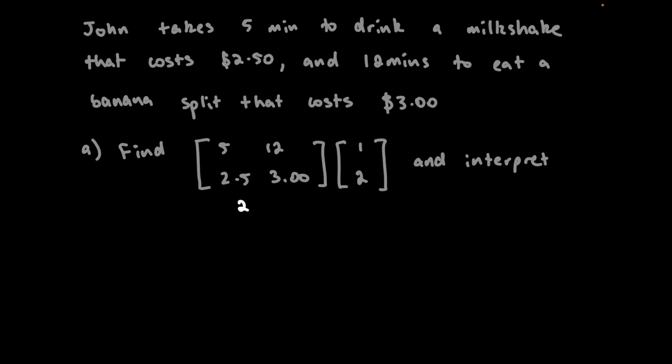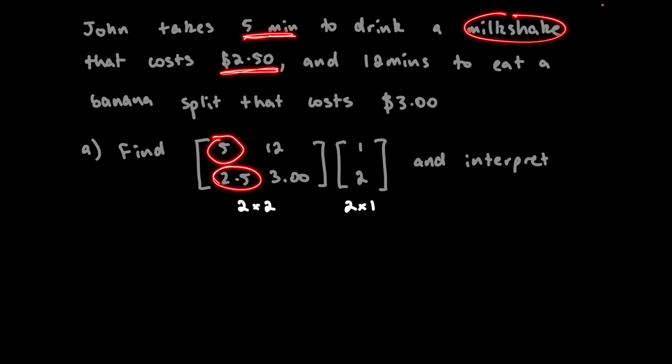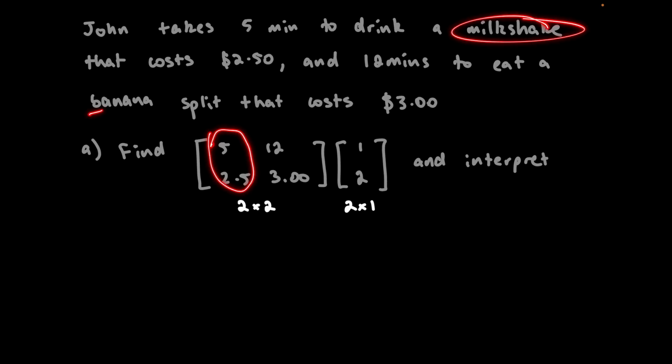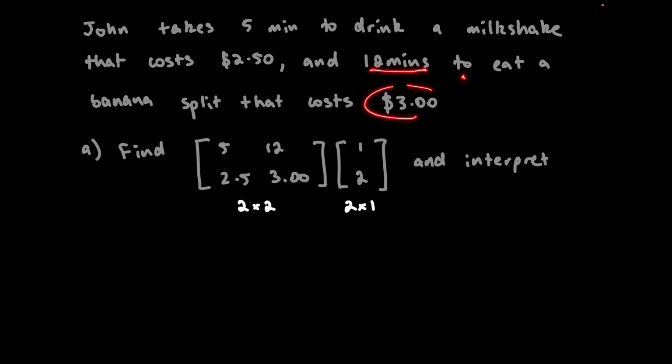So first off, we have a 2 by 2 matrix and a 2 by 1 matrix. We can see that the 5 corresponds to taking 5 minutes to drink a milkshake, which costs $2.50. So the first column corresponds to the information that relates to the milkshake. And the 12 and the $3 correspond to 12 minutes to eat a $3 banana split. So the first column is to do with the milkshake, the second column is to do with the banana split.